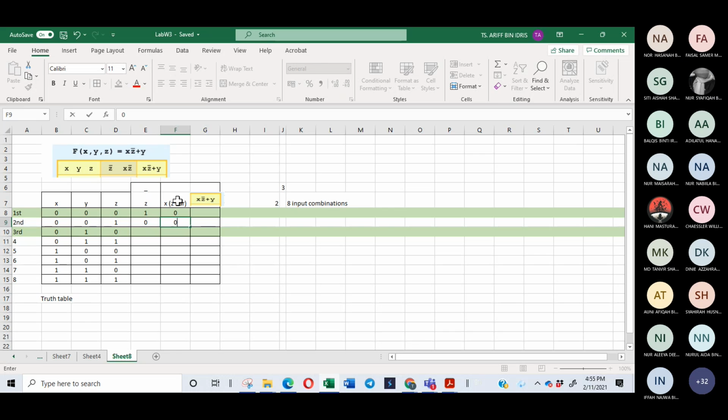Can I ask you to finish up the rest of the 8 combinations for z bar and x z bar? Can you do it? Yes. In 1 minute, I want you to show me your answer. I would like a volunteer, and I will give bonus marks. We will discuss the answer by 4:56. So everybody try it.